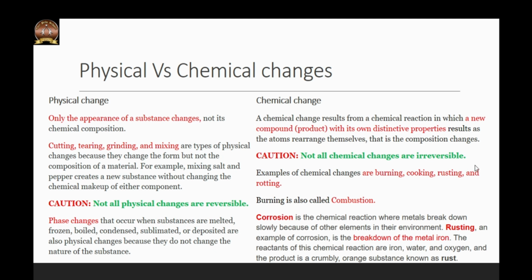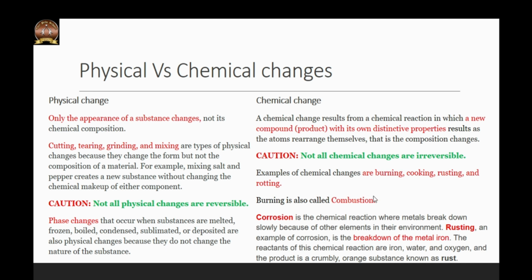Now, not all chemical changes are irreversible either. Some chemical changes may be reversed by a different chemical reaction. There are many examples of chemical changes happening around us. For example, burning, cooking of food, rusting of metals, and rotting of organic material.